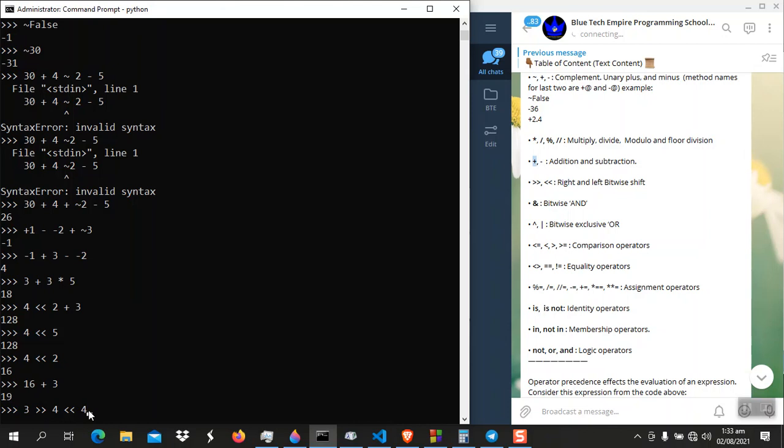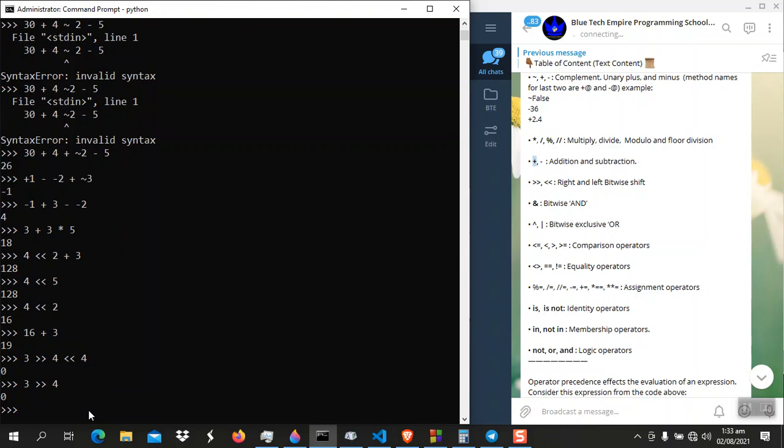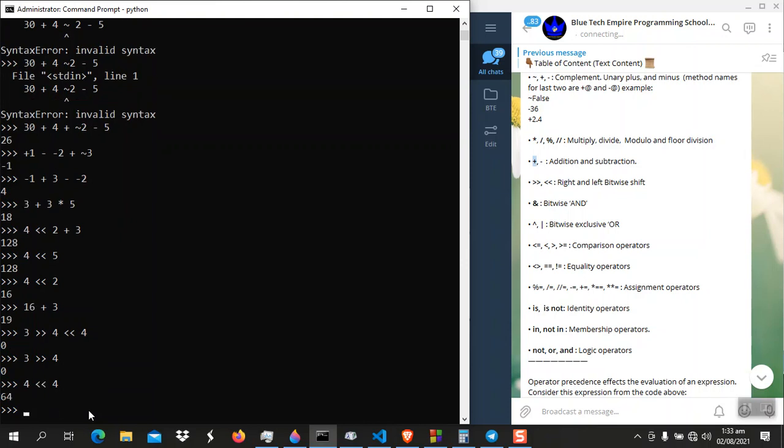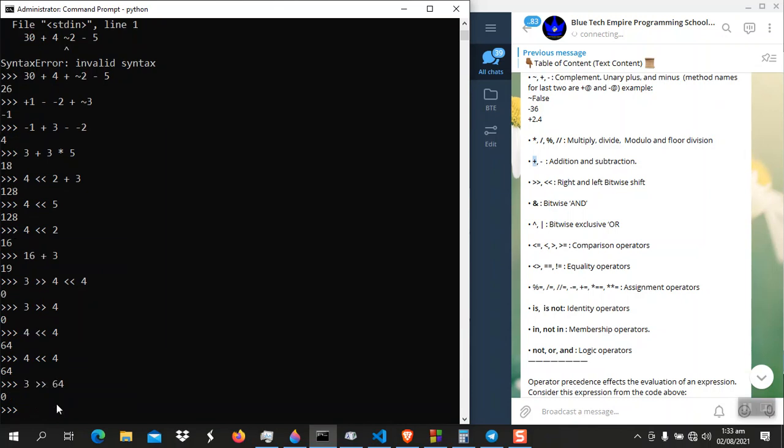So let's see, is it left to right or right to left? 3 right shift 4 left shift 4. As you can see, this one is from right to left, not left to right, because it shows it took 4 left shift 4. Let me try it. 4 left shift 4 is 64, and now 3 right shift 64. All right, so as you can see, this one, let's use bigger numbers.